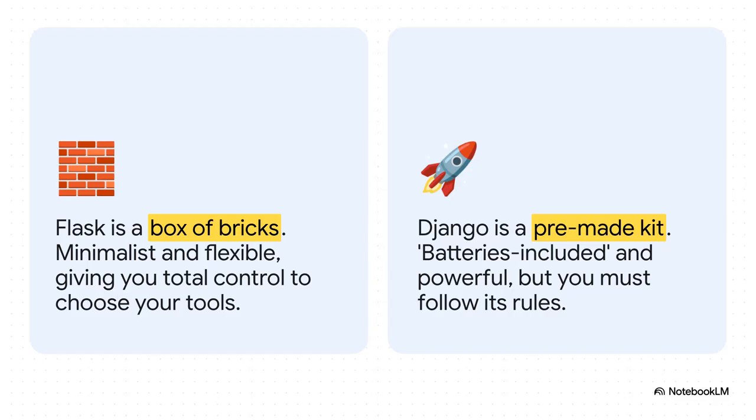My absolute favorite way to explain the difference between Flask and its big rival Django is to think about Legos. Flask is like getting a giant box of basic bricks. You can build absolutely anything you can imagine. You have total control. Django, on the other hand, is like getting a pre-made Lego kit for a spaceship. It's awesome, it's powerful, and you'll build that spaceship super fast. But you have to follow the instructions and use the pieces it gives you.